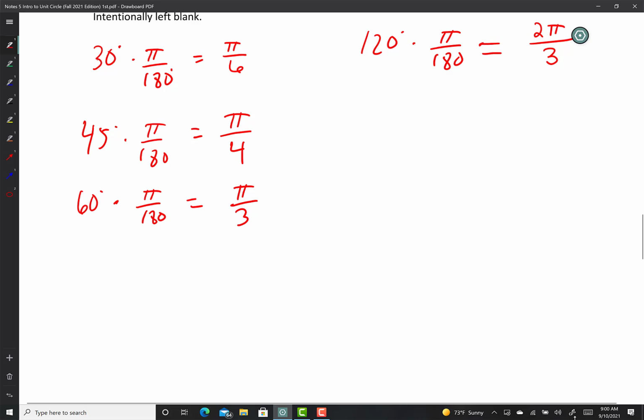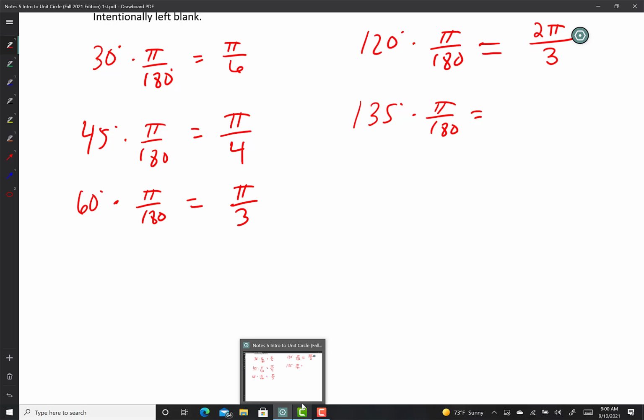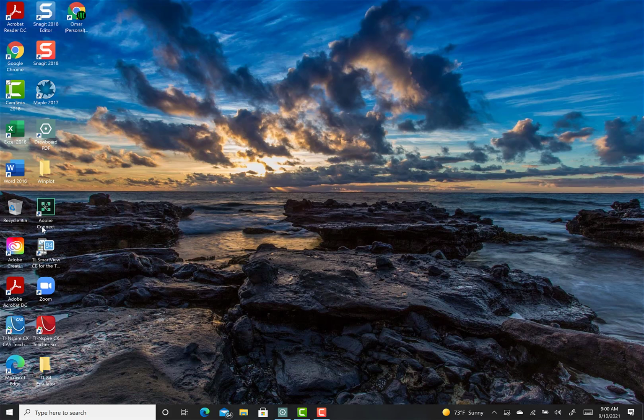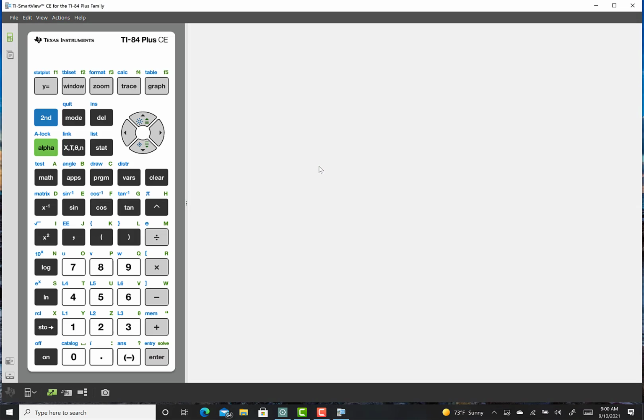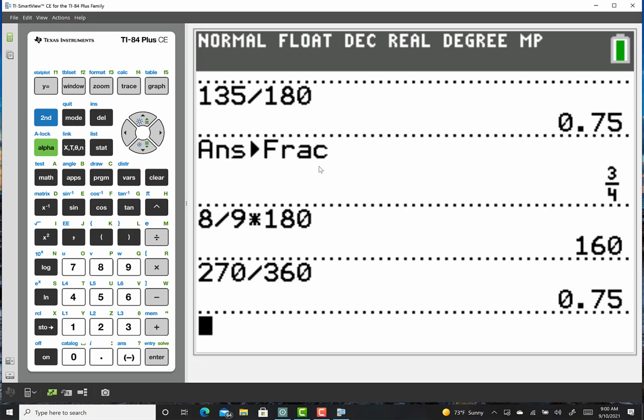So let's see. What was the next one? 135 times pi over 180. Oh man, I don't know if that one has a... Can you guys see it? I'm going to use my calculator. That one did us through. I guess we could just keep reducing it, right? 5 goes into 135, and then 5 goes into 180, and then what goes into that?